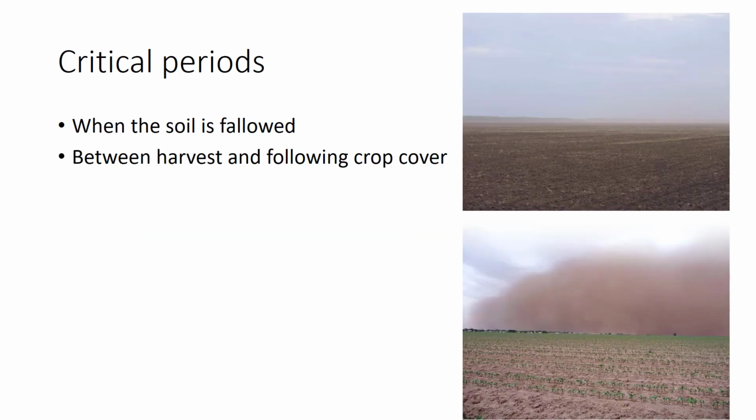Two periods are critical for wind erosion. The first is when the soil is fallowed. Large, clean fallow fields in the Great Plains are ideal grounds for wind erosion. Subsurface tillage tools that leave crop residues on the surface reduce this problem. Instead of controlling weeds by tillage, herbicides can be used to kill weeds while leaving crop stubble standing to protect the soil from wind. The period between harvest and the following crop cover is the critical period in many areas.